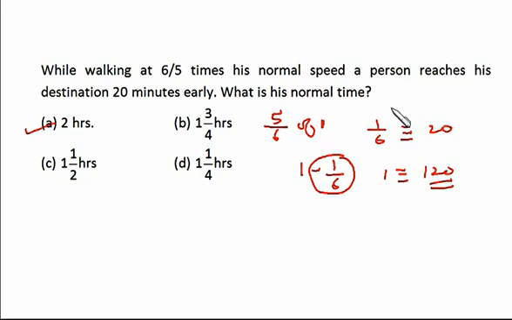So friends, if you are conceptually clear about the relationship of speed and time, then you can do this sort of problems even mentally. Just listen to me very carefully. How do you visualize the situation? Since he is making his speed 6/5, the time will be 5/6, which is 1/6 less than the normal, and that 1/6 is this 20 minutes. So 1 is 120 minutes. Okay, that is 2 hours. I'm sure you are clear. Let's take the next problem.